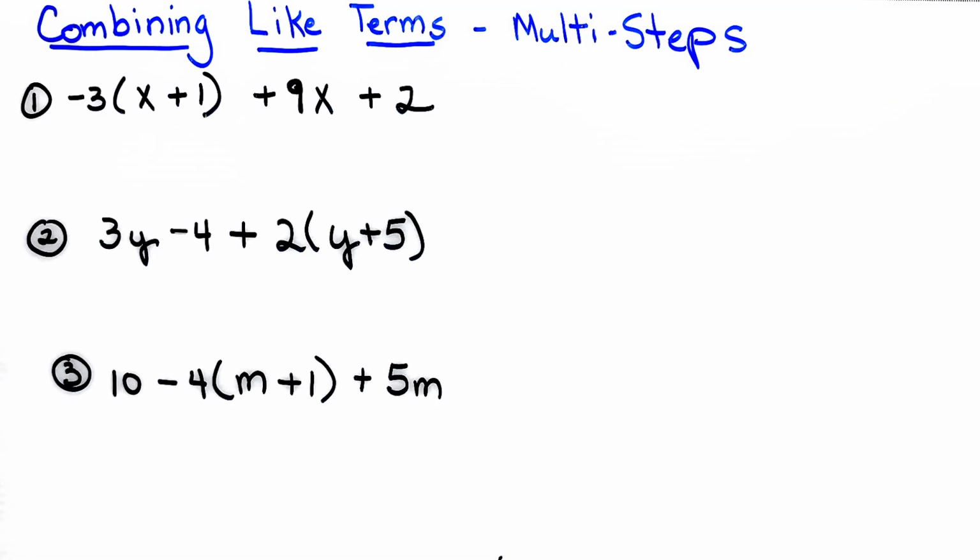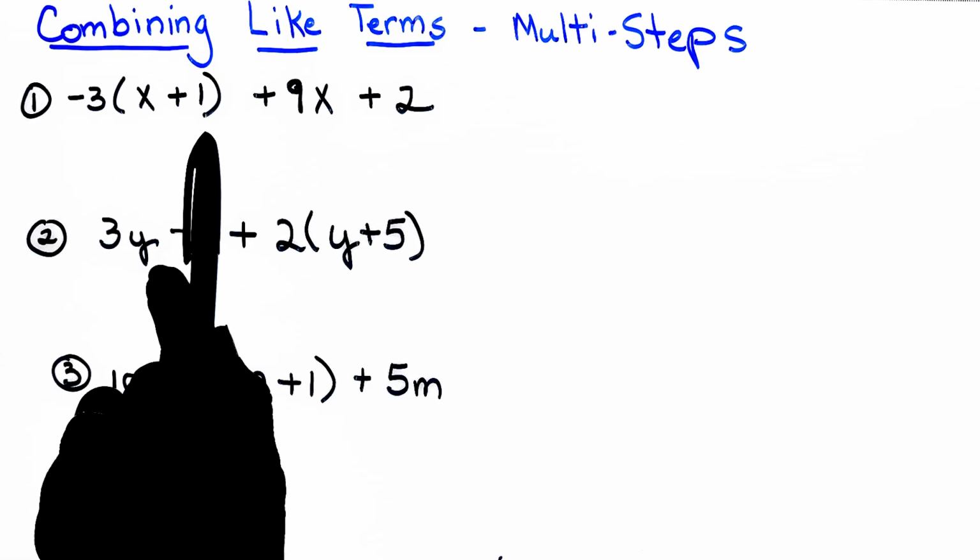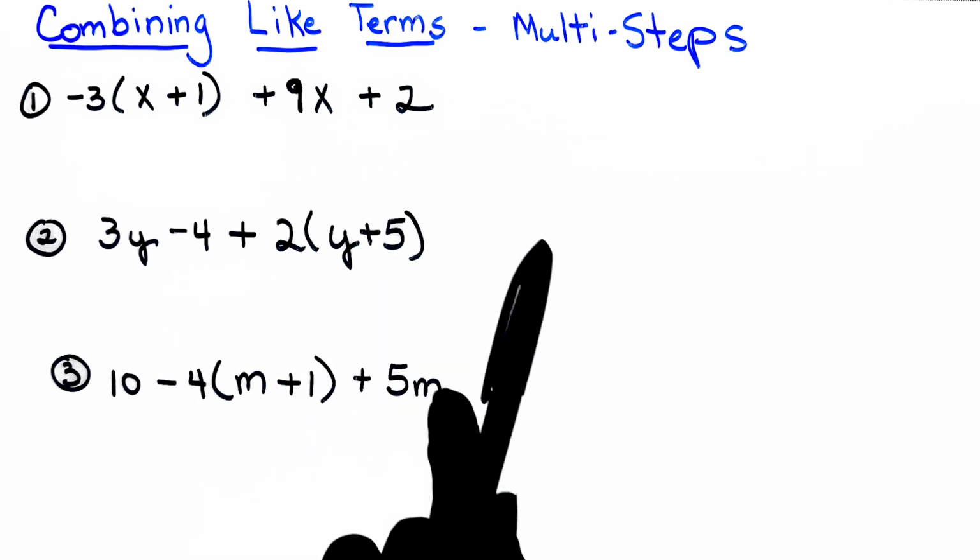Lesson, we are going to be combining like terms. So we are given an expression and we will be simplifying the expression so all like terms are together. For the first problem, you have a -3 times the quantity of x plus 1 plus 9x plus 2.